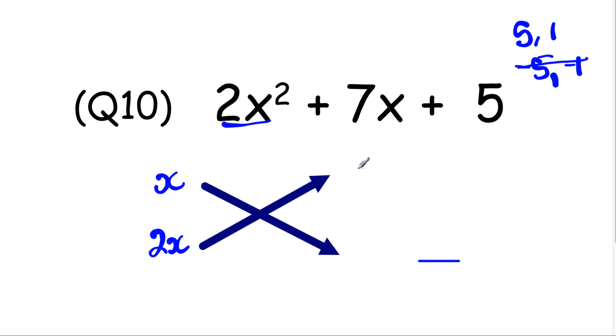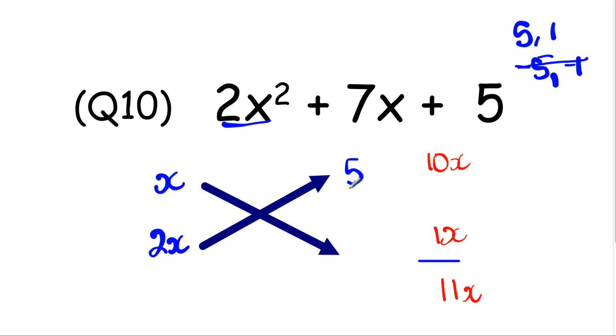So let's see what happens when I put the 5 there and my 1 there. It's got to be these factors, because that's the only option. So 2x times 5 is 10x, and x times 1 is 1x. Now if I add them together, that will give me 11x. That's not what I want. So now where you place the 5 and the 1 actually matters.